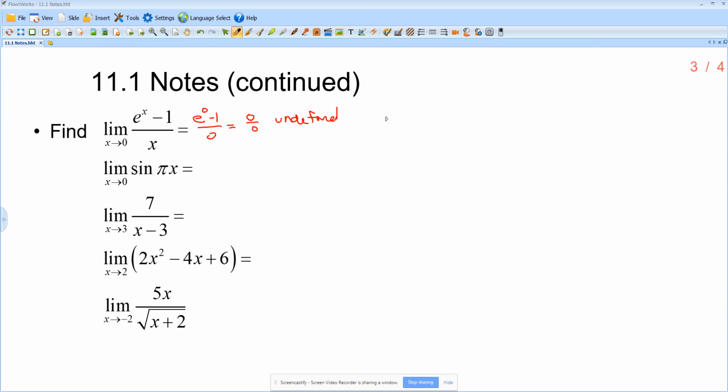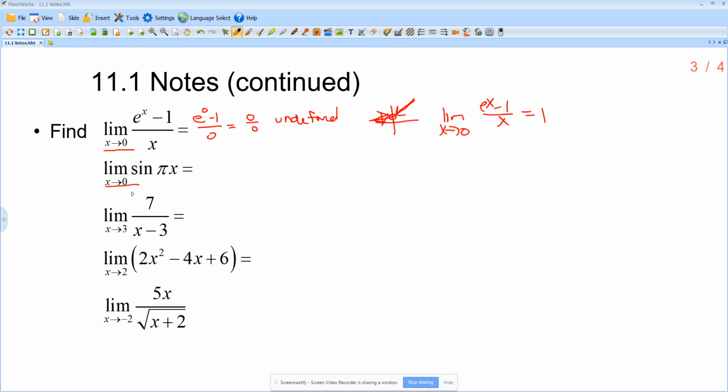Now, I don't want to leave undefined as an answer. I want to look at what this graph looks like. So I went to my graphing calculator and I graphed this function. And I saw this, a little sketch. When I was at 0, so the limit as x goes to 0, there was a hole in this graph. But from the right and from the left, the value that I was approaching was 1. So the limit as x goes to 0 of e to the x minus 1 over x is equal to 1. And I can see that graphically.